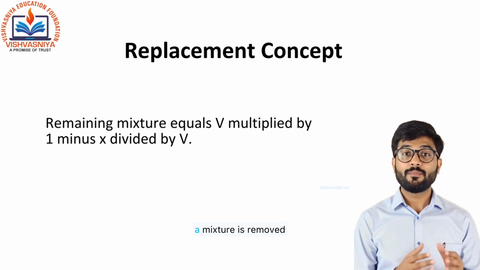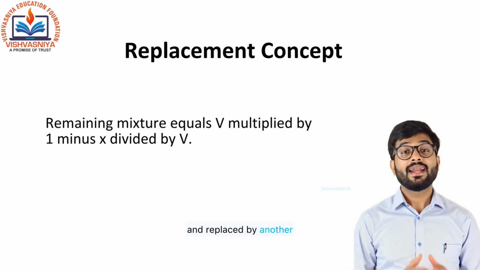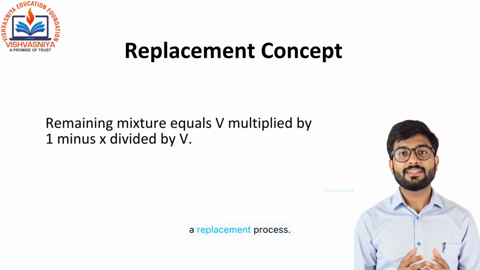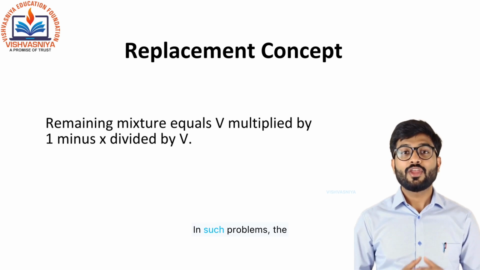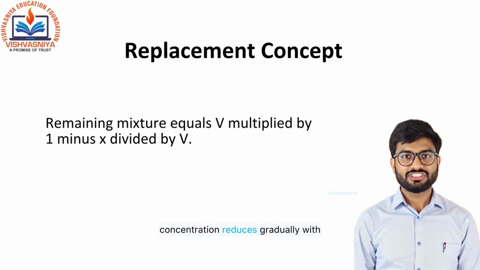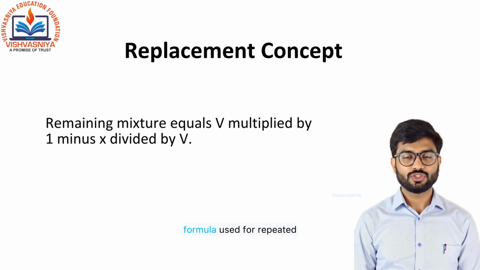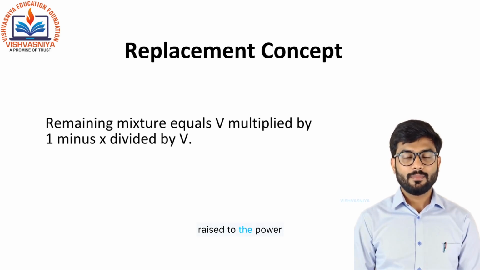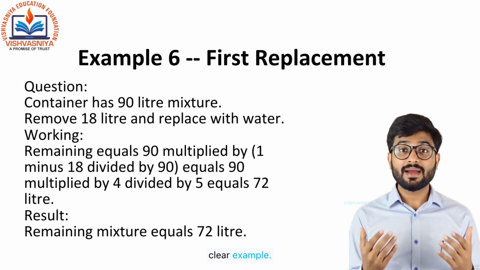Sometimes, a portion of a mixture is removed and replaced by another substance, usually water. This is known as a replacement process. In such problems, the concentration reduces gradually with each replacement. There is a standard formula used for repeated replacement, which states: remaining quantity equals original quantity multiplied by the value 1 minus removed quantity divided by original quantity, raised to the power of number of replacements. Let us take a clear example.